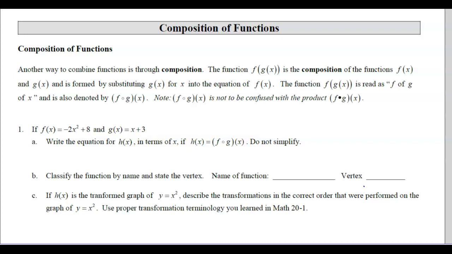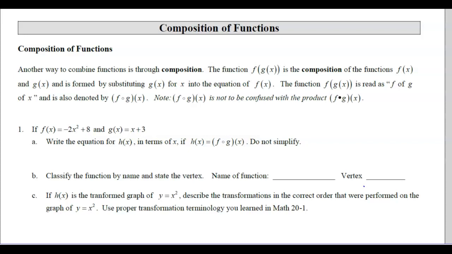Okay, so composition of functions. Another way to combine functions is through composition. So the function, take a look at it. We've got lots of brackets there. f, open bracket, g of x, and then that bracket's closed. So that's inside, right? If you think of order of operations, you do brackets in order from inside to out. And that's kind of similar here.